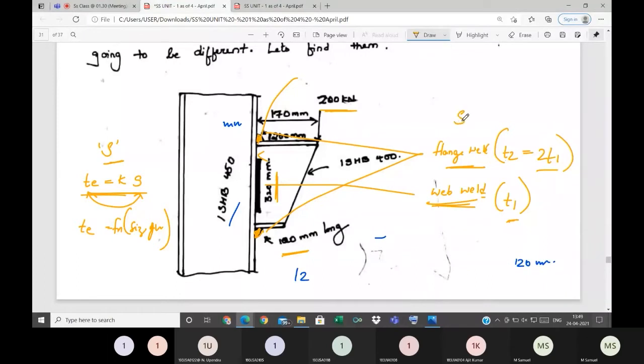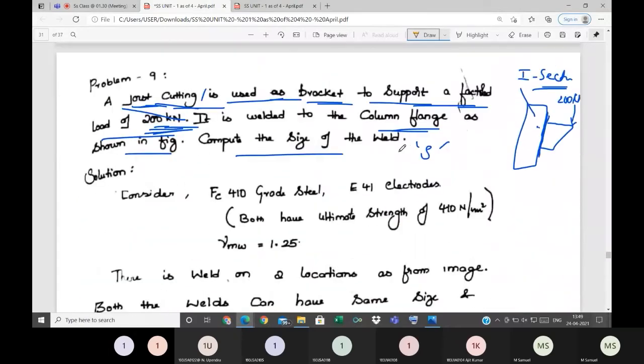So what happens is, for the flange you get S2 and here you get S1, where S1 is not equal to S2 and T1 is not equal to T2. Isn't it right? So when the throat thickness varies between the flange weld and the web weld, the size of the weld also comes out different, because T is K times S, it is dependent on S, right? So now we have to go through the same process which we have done in the previous problem itself. Let me go into the solution a bit.